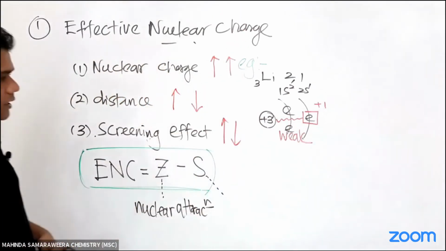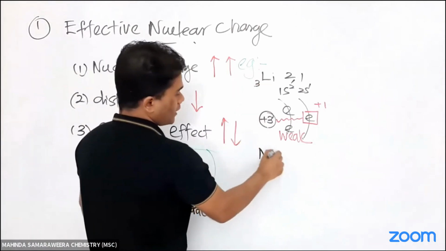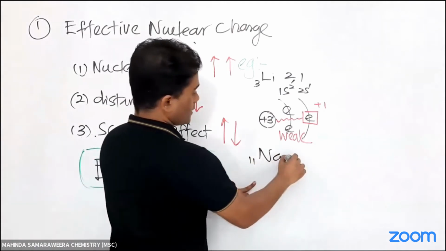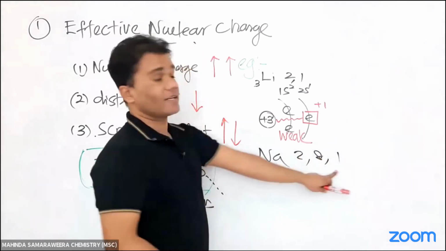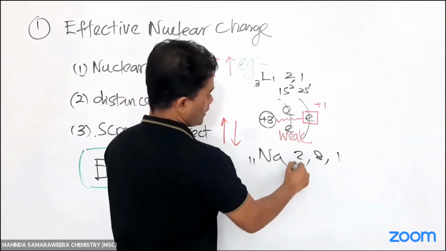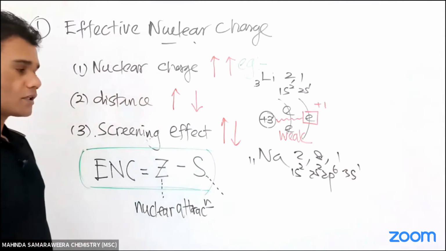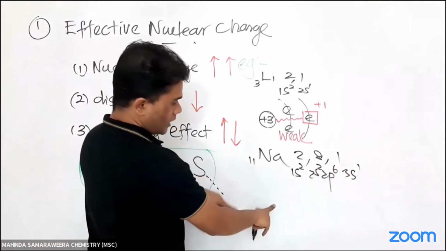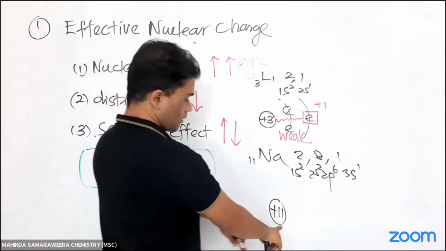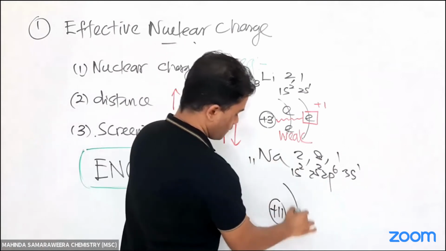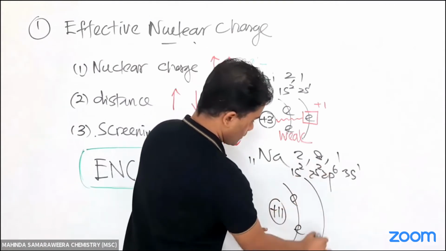Then going down the group, I take the other member in the same group. Group 1, lithium. After lithium, we have sodium. I take sodium here. You know, atomic number 11. That's 2, 8, and 1. 3 energy levels are there. Configuration, if you write it: 1s2, 2s2, 2p6, 3s1. So since 11 protons, there will be nuclear attraction plus 11. Can you see it? Yes, you can see it. Plus 11. First energy level, there are 2 electrons. Second energy level, there are 8 electrons.